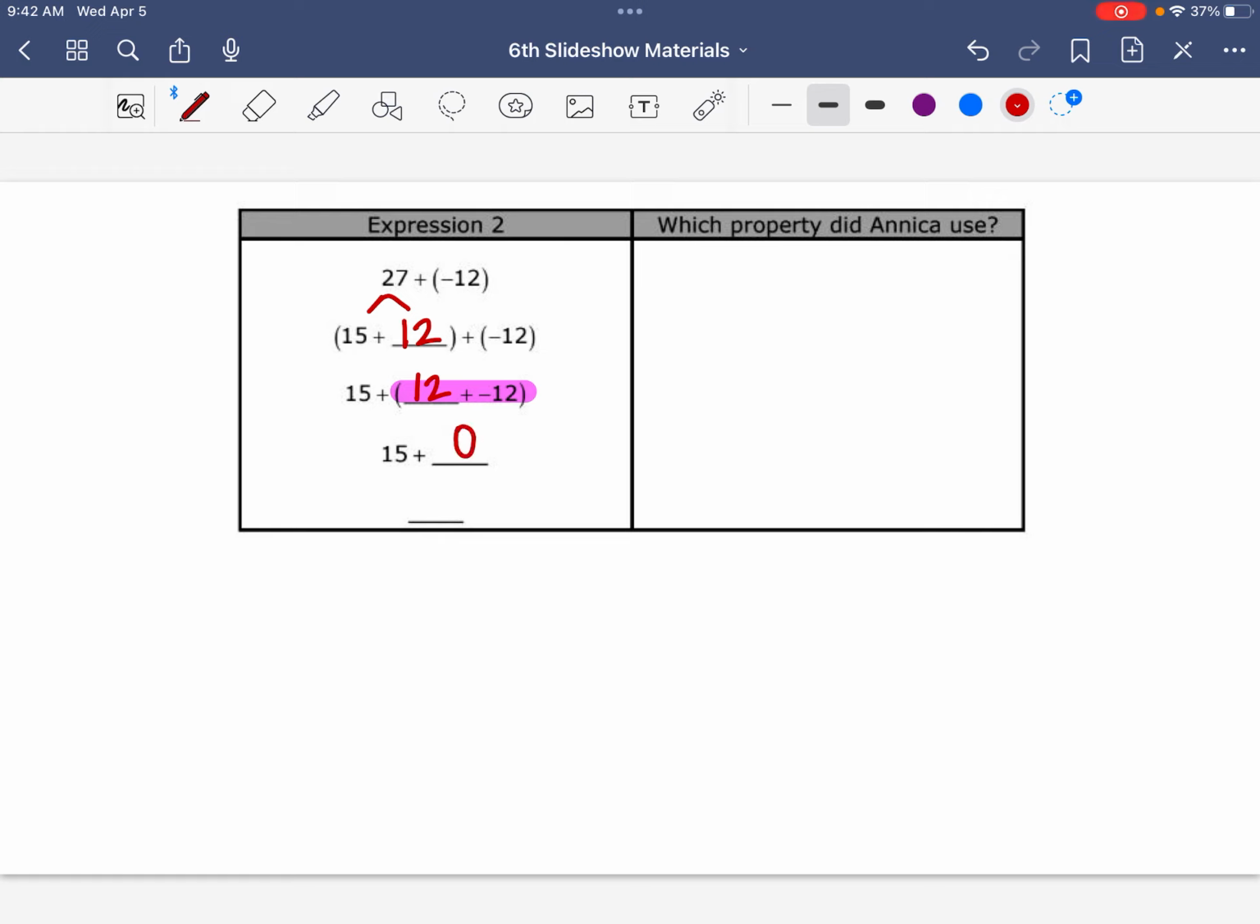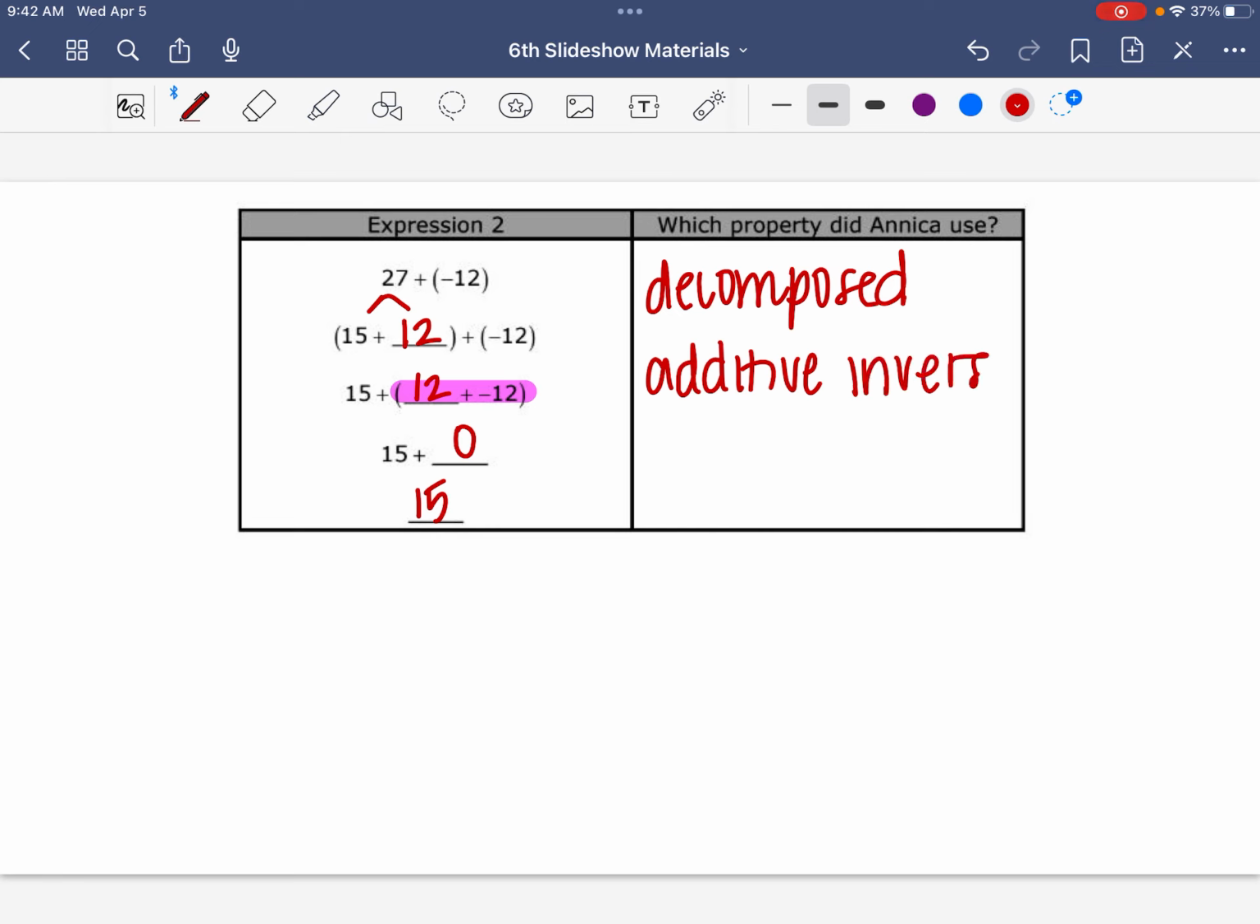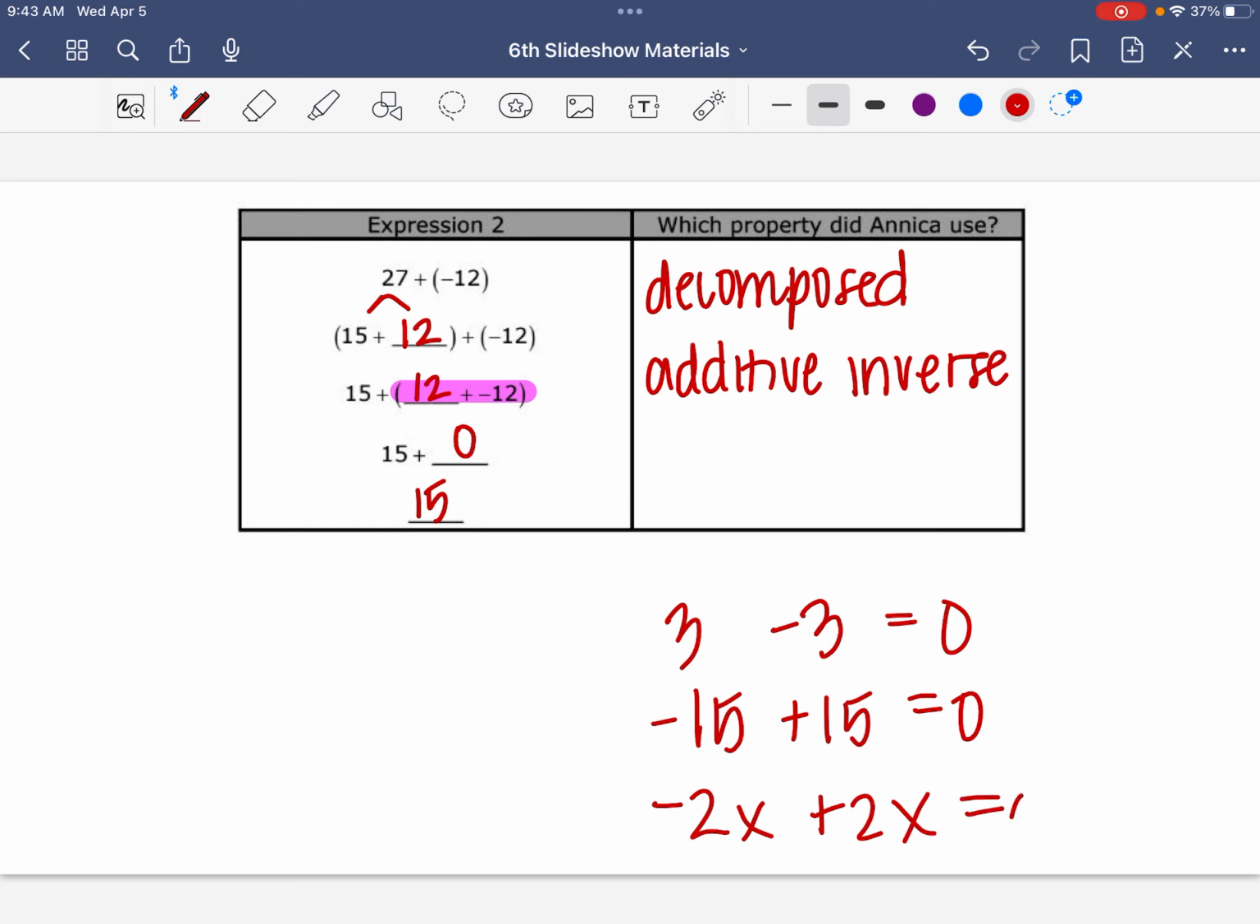So big property that we used is we decomposed our numbers to be able to use this property. And then we used additive inverse. What that means is any number plus its opposite gives us a value of 0. So if I have 3, a negative 3 will make 0. Negative 15 and a positive 15 will make 0. Negative 2x and a positive 2x will make 0. It's just this idea that anything and its opposite will make 0.